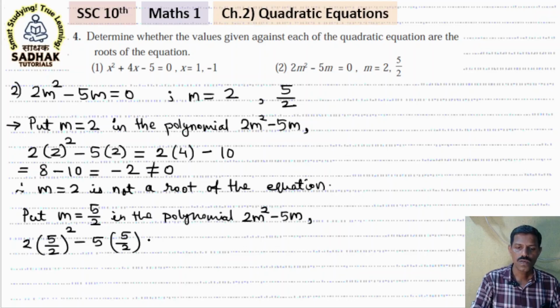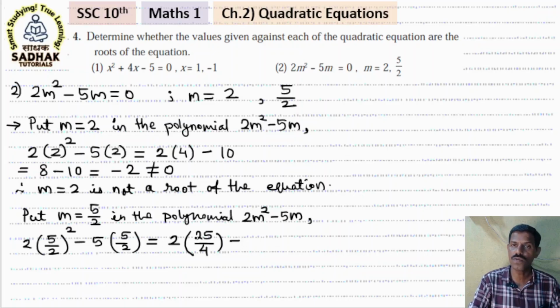So now first let us find out the square of this 5 upon 2, the whole square. So we have to do the square of numerator as well as the denominator. So square of 5 is 25, square of 2 is 4. Minus, now here 5 and 5 both are in numerator, so we will multiply them. 5 5s are 25 divided by 2.